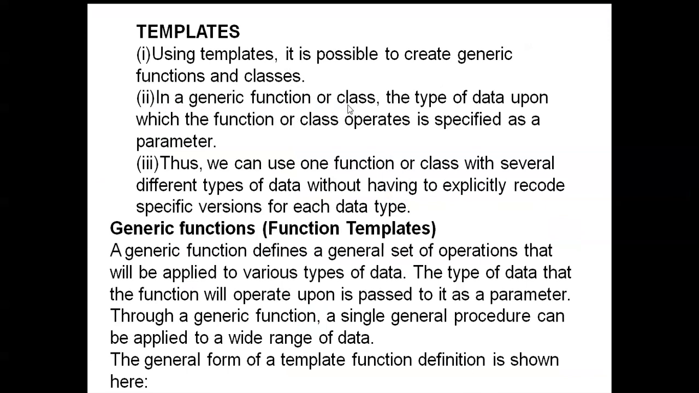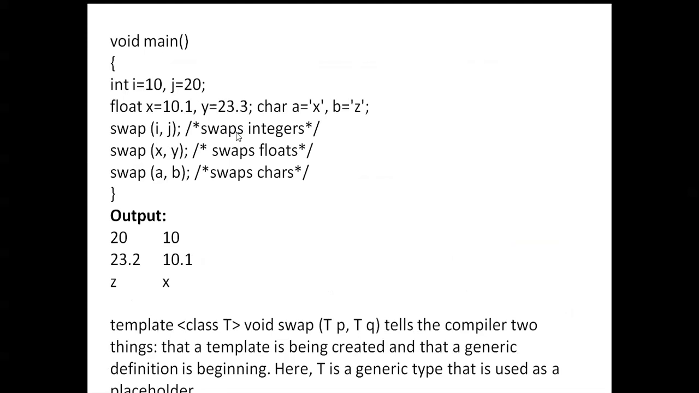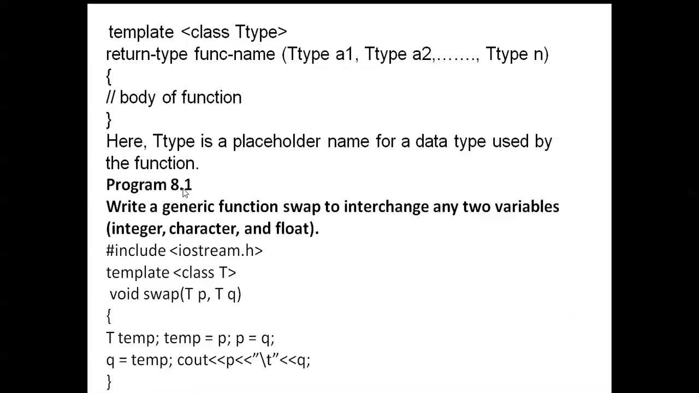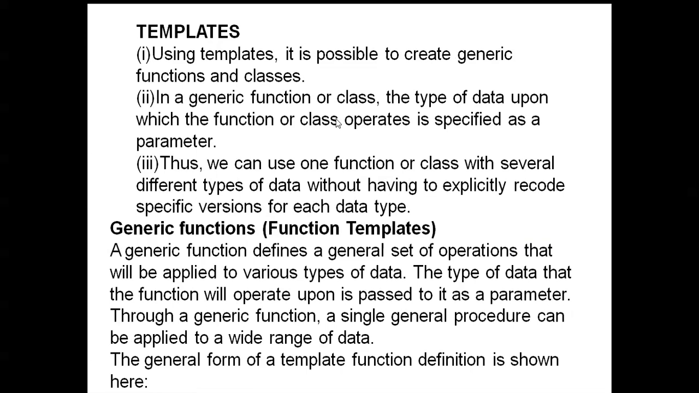In a generic function or class, the type of data upon which the function or class operates is specified as a parameter. Thus we can use one function or class with several different types of data without having to explicitly write specific versions for each data type.